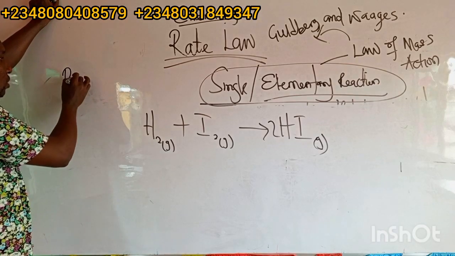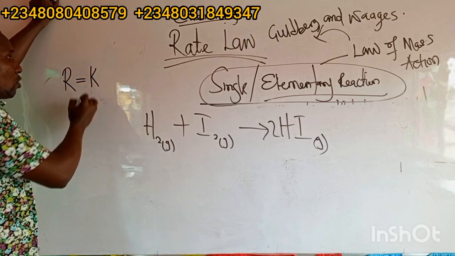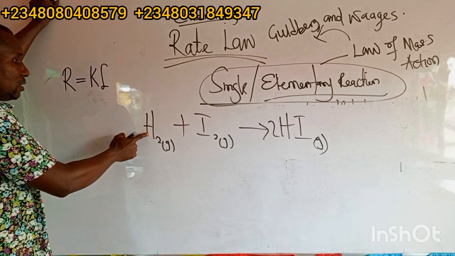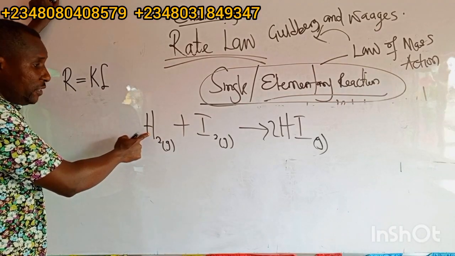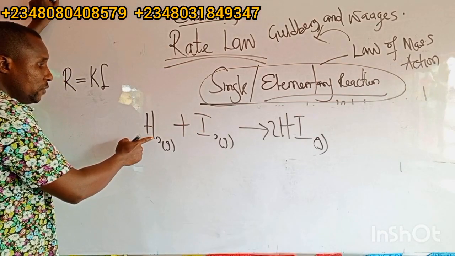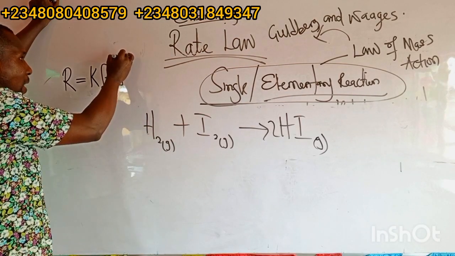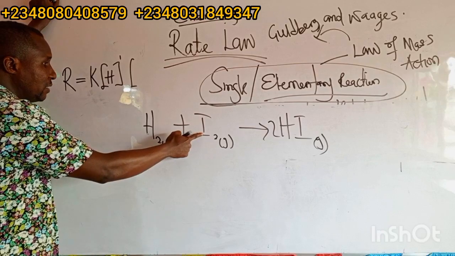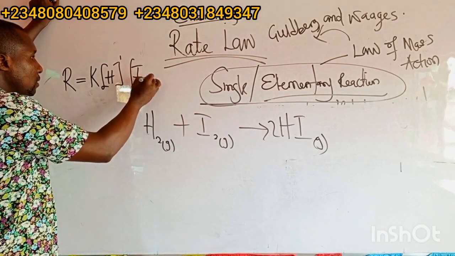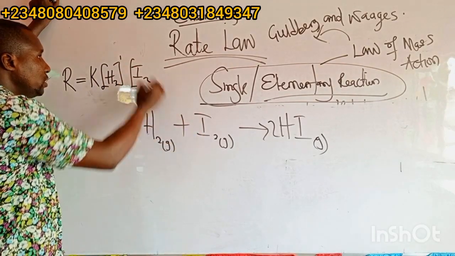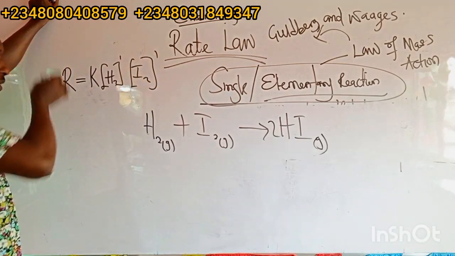That means rate of reaction equals the rate constant multiplied by the active mass of the reactants. These are the two reactants. For the first reactant, H2, what is the mole? 1, raised to power 1. Then the second reactant, I2, what is the mole? The mole is 1.